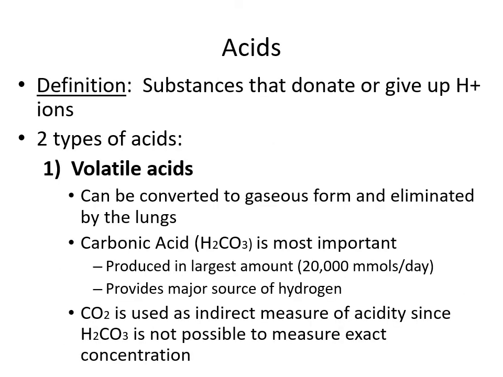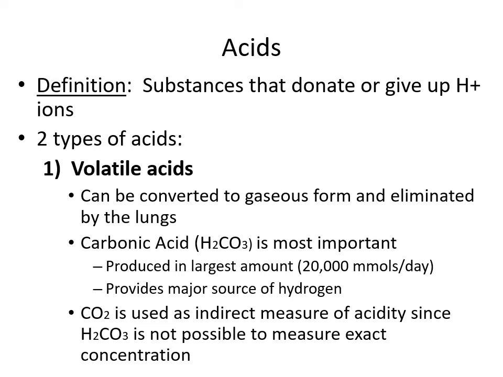So let's take a look at acids. These are substances that donate or give up hydrogen ions. Now there are 2 types of acids. There are volatile acids, which can be converted to the gaseous form and eliminated by the lungs. The most prominent of these is carbonic acid.